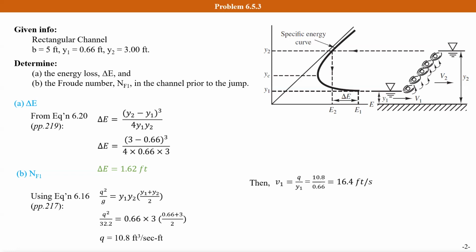And because V1 equals q over y1, V1 equals 16.4 feet per second. Based on the Froude number equation, we can get the Froude number in the channel prior to the jump, which equals 3.56. Because this value is larger than 1, Y1 is a supercritical depth.